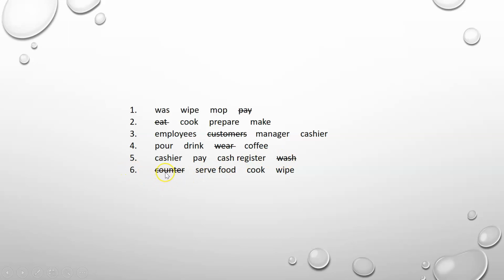Number 6, counter, serve food, cook, and wipe. Yeah. So we have some action verbs here. Something people who work in a restaurant do. They serve food, they cook, they wipe tables, and counter is a noun. It's just a piece of furniture. So we cross it out. It doesn't belong. It's not the same. Okay. I hope you have the same answers.